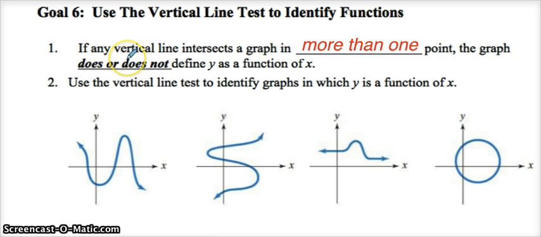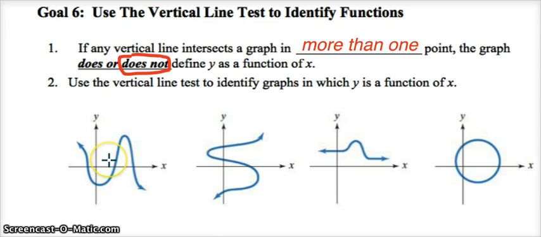Hopefully you stated that if any vertical line intersects a graph in more than one point, then the graph does not define y as a function of x. Let's discuss that by looking at these 4 examples below.